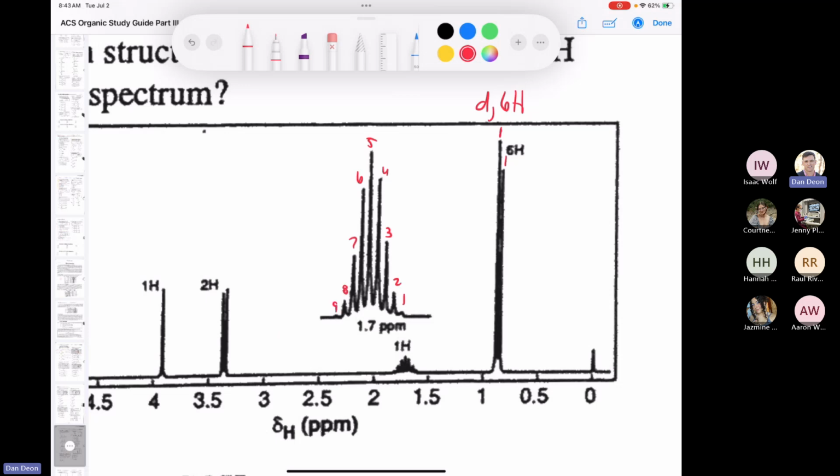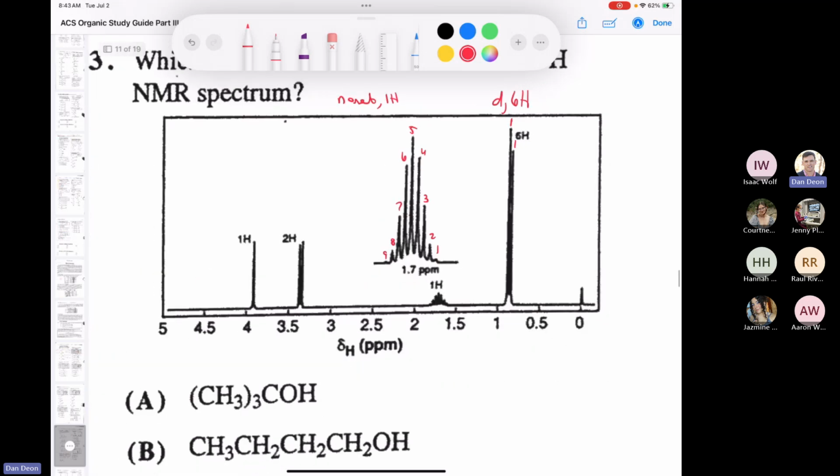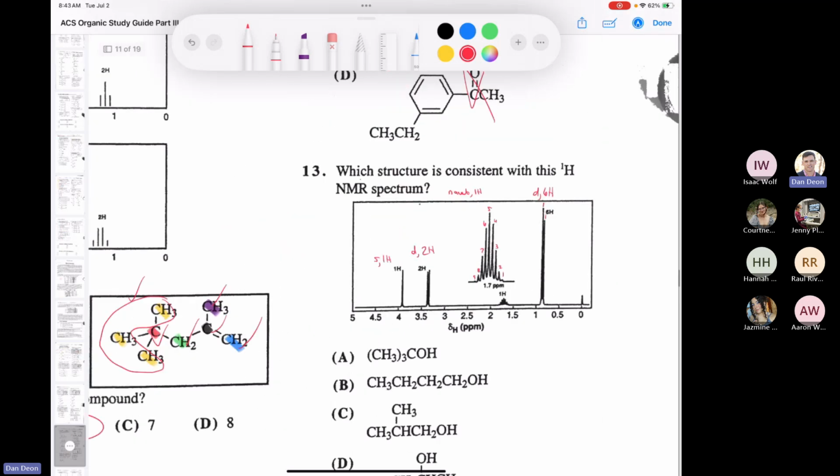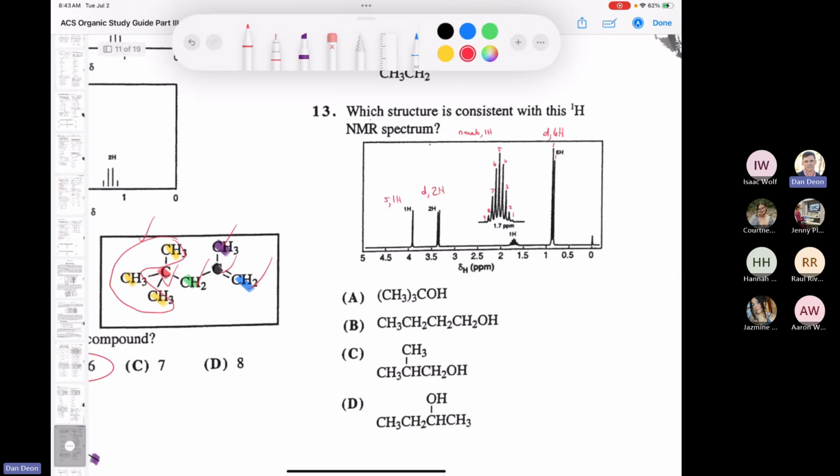So this is a nonet. It's a lot of peaks there, okay? But that integrates for 1 proton. And then we have a doublet. So this again looks like a doublet to me, a doublet that integrates for 2 protons. And then we have a singlet that integrates for 1 proton. That's around 4. So you can see that all 4 of these compounds are alcohols.